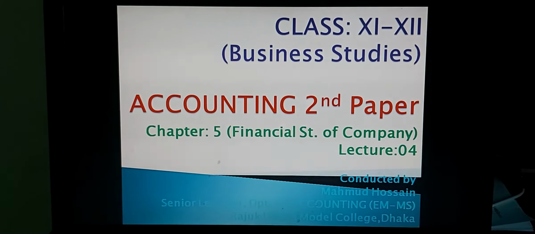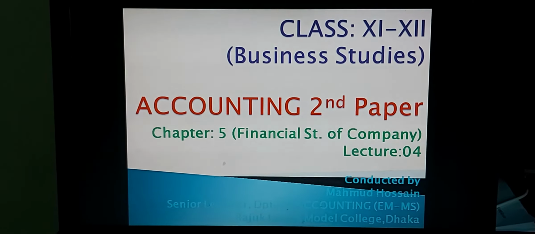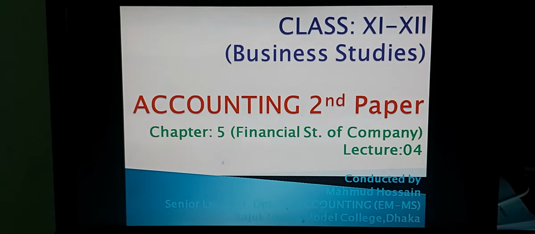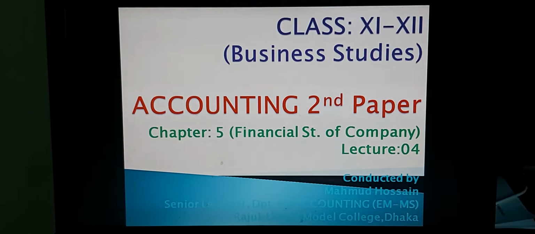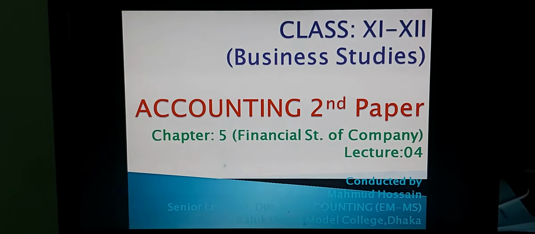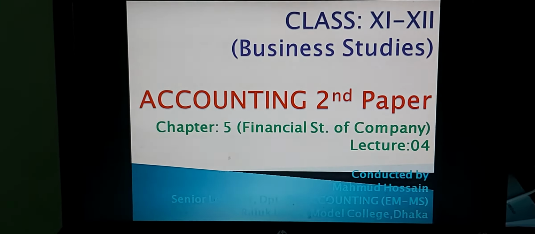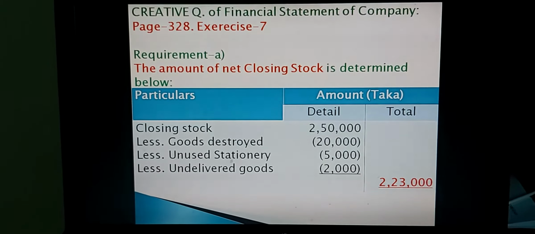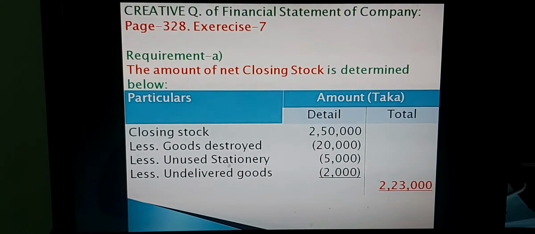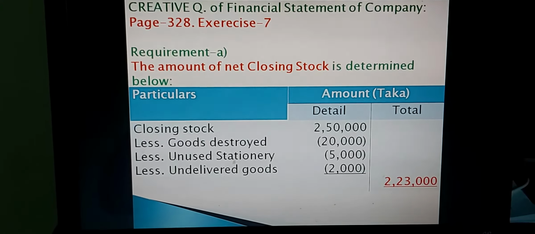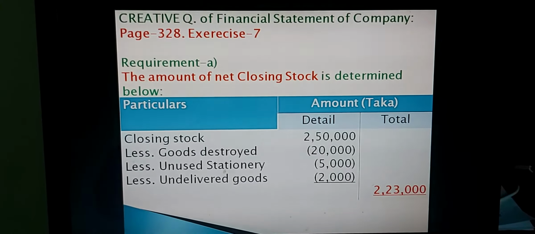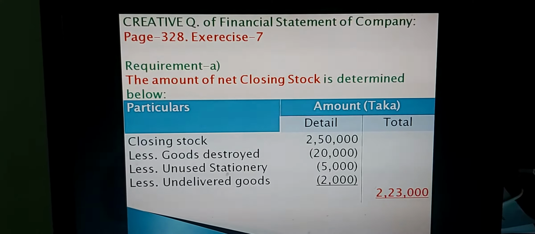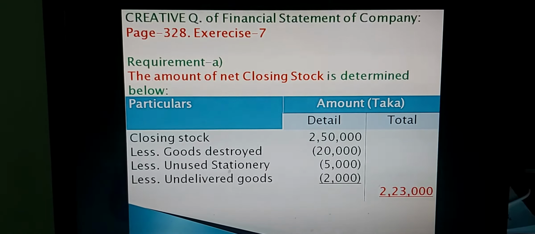At first you have to draw 3 formats for the 3 requirements. Requirement A, determine the net amount of closing stock. Now we can go to the next slide for solving the first requirement. You can see in the slide, this is the first requirement. The amount of net closing stock is determined below.